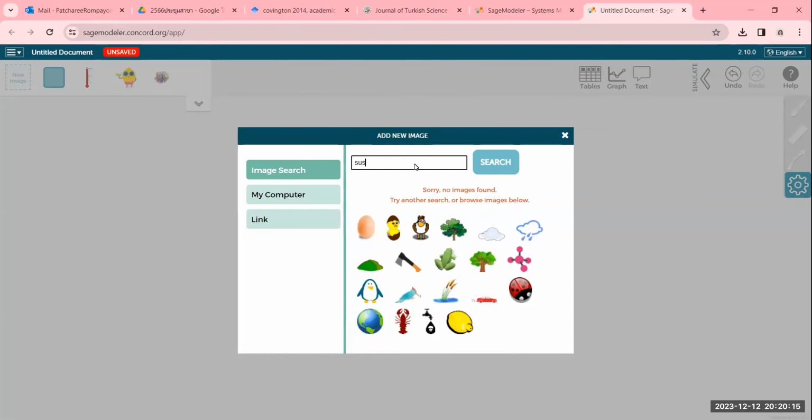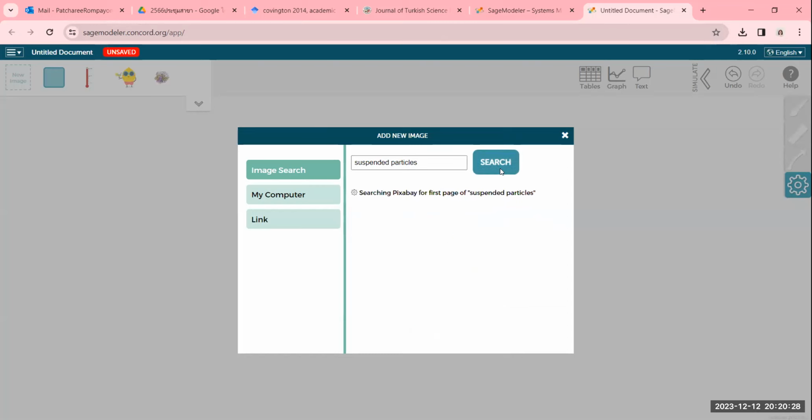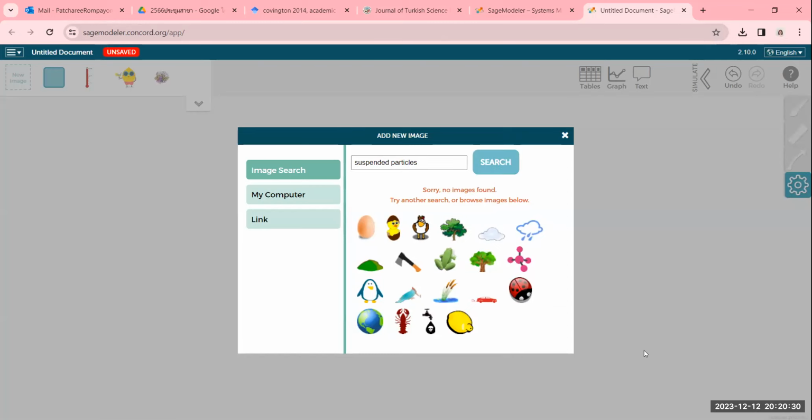How about suspended particles, clear? This one refers to turbidity. Do you have any questions? No, we just select the image that relates to the variables.